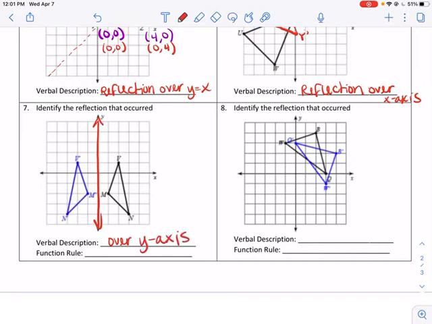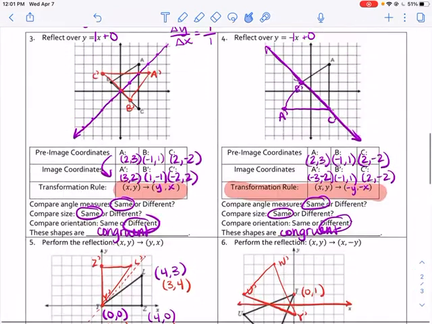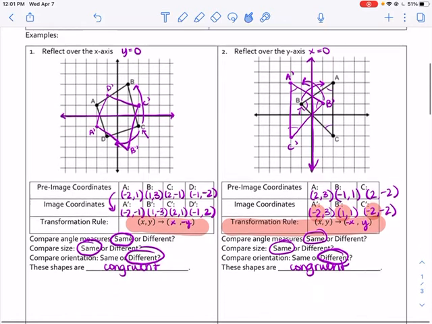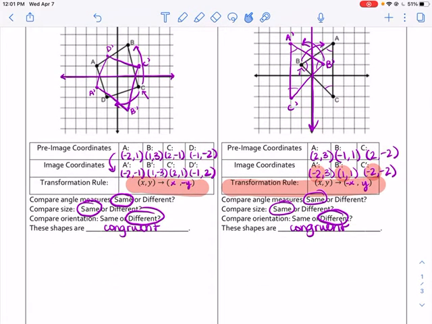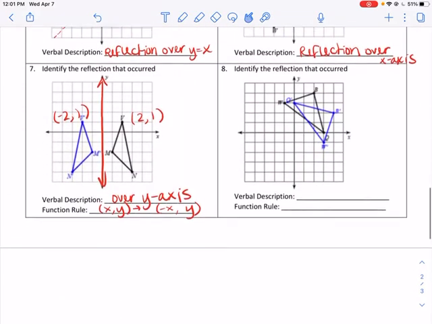Now for our function rule, if you know the rule, you could just write it. The other way that you can figure it out is you can go and look at a couple points and see what happened. So this one was (2, 1). This one's (negative 2, 1). So it looks like the y stays the same, but just x is negative. And if I were to look at my rule, when I flipped over the y-axis, it was (x, y) arrow (negative x, y).